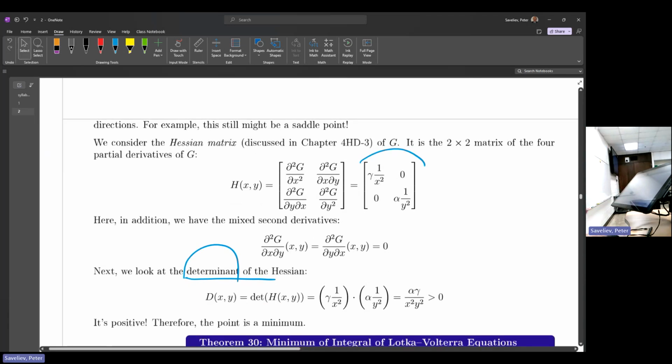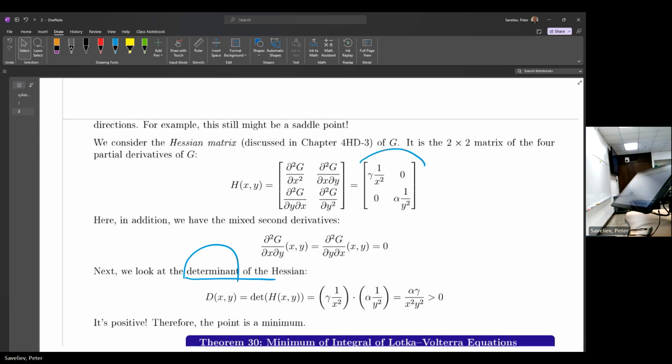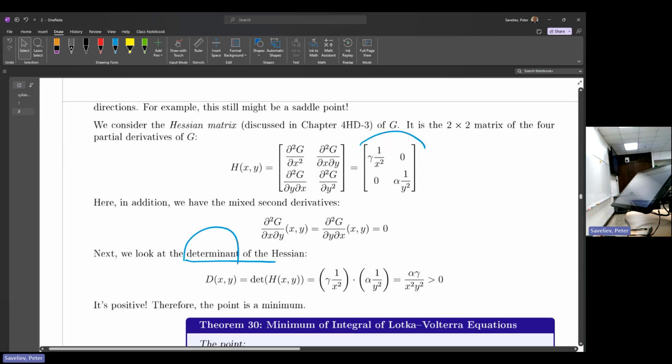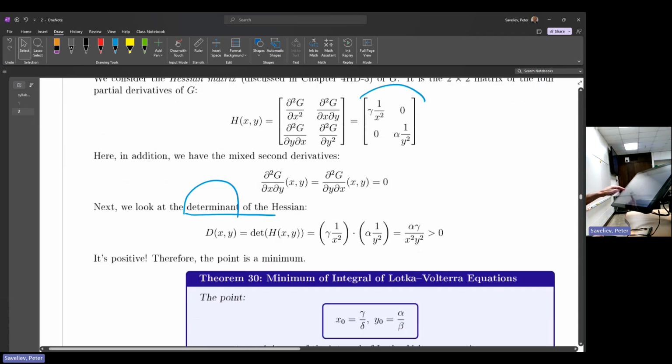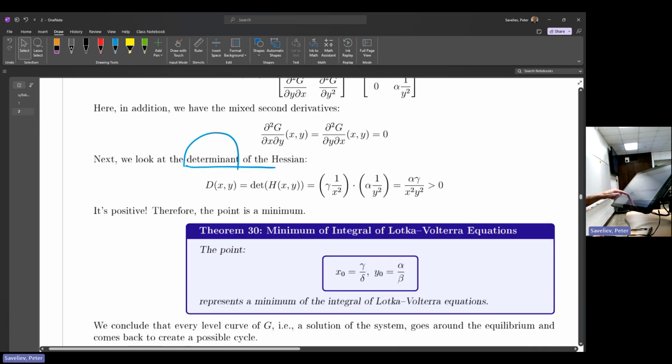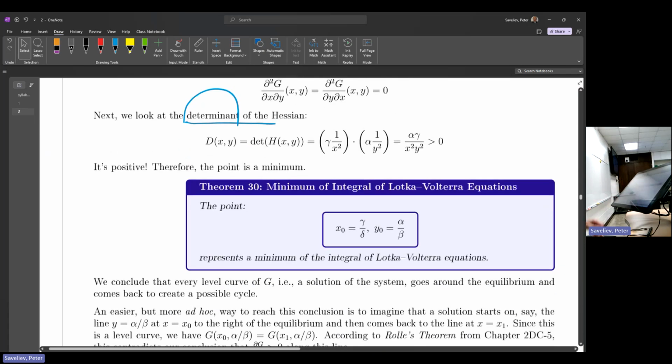Okay, who knows what the determinant of a matrix is? Some of you do, some of you don't, so we'll review that. It's a big topic, obviously, but once again, you can't really do anything without it. It turns out the determinant is positive, and according to the theorem from calculus, that proves it is indeed a minimum. The point that we are looking at is a minimum of that function g.